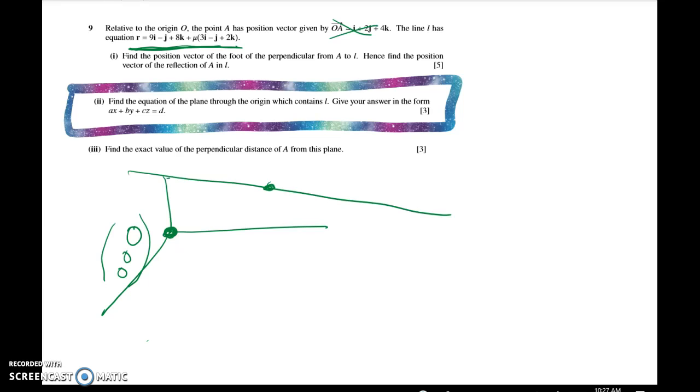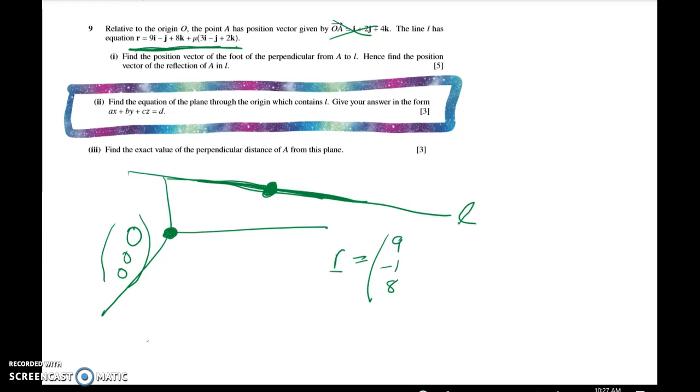And what we're saying is that we know that all the points on that line are going to be in the plane. But if we think about the point here that we've got, well, we've got another point up here. We could use any point, but I'm going to use the position vector from L. So R is equal to (9, -1, 8) plus mu times (3, -1, 2).